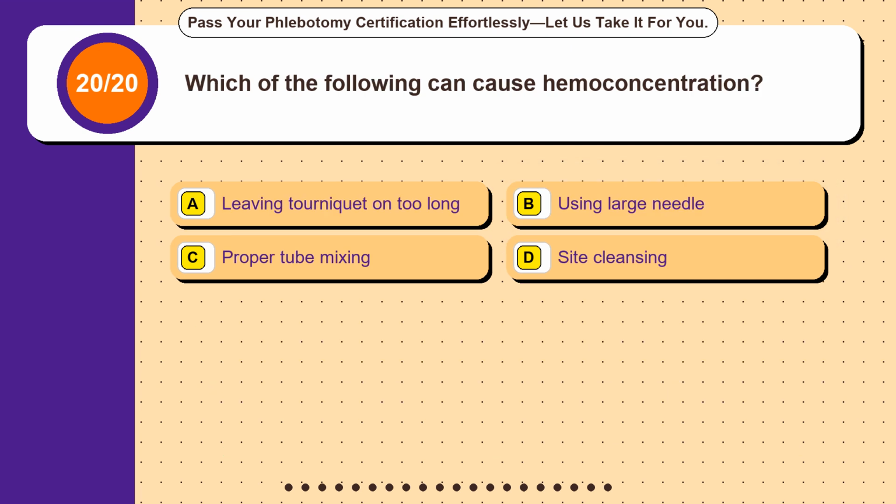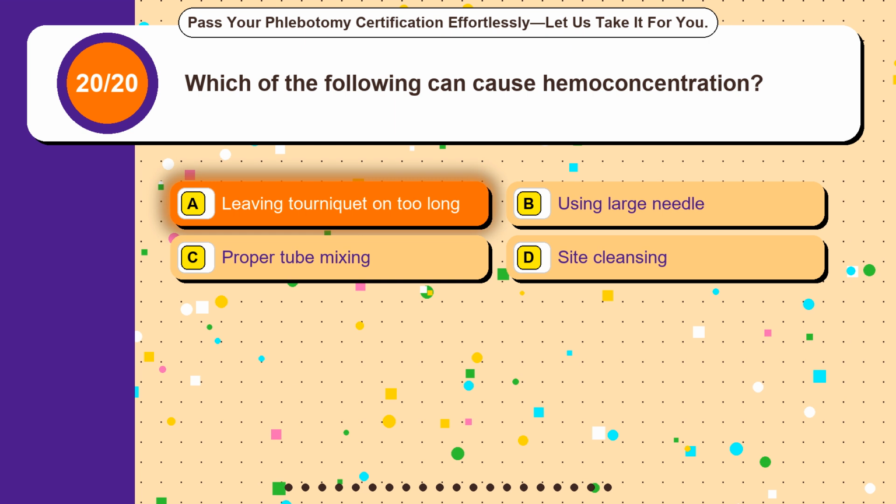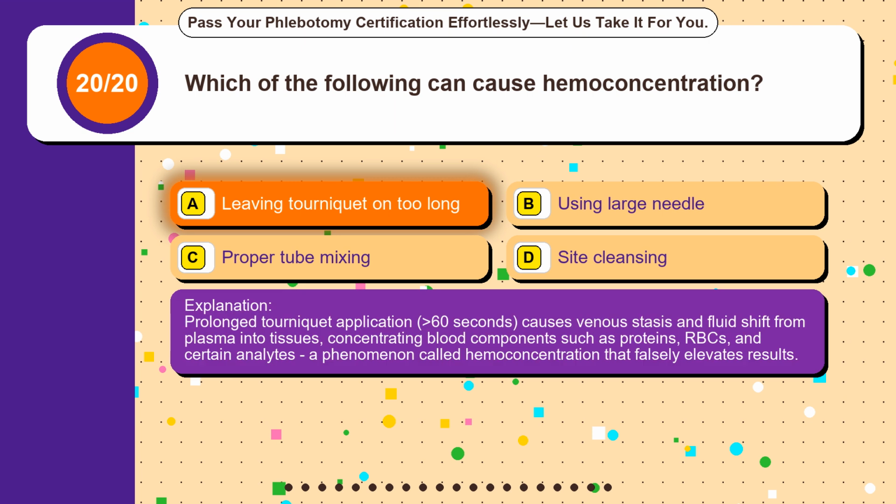Question 20. Which of the following can cause hemoconcentration? Option A, leaving tourniquet on too long. Option B, using large needle. Option C, proper tube mixing. Option D, site cleansing. The correct answer is option A, leaving tourniquet on too long. Prolonged tourniquet application, over 60 seconds, causes venous stasis and fluid shift from plasma into tissues, concentrating blood components such as proteins, RBCs, and certain analytes, a phenomenon called hemoconcentration that falsely elevates results.